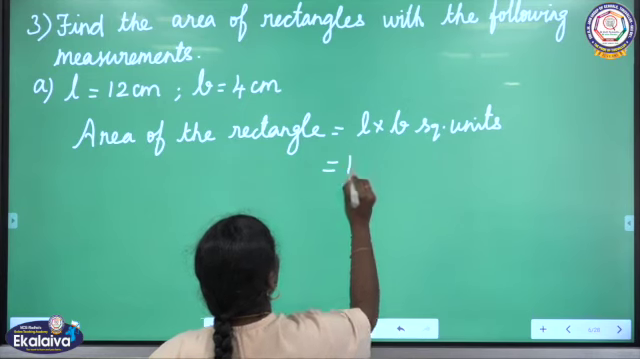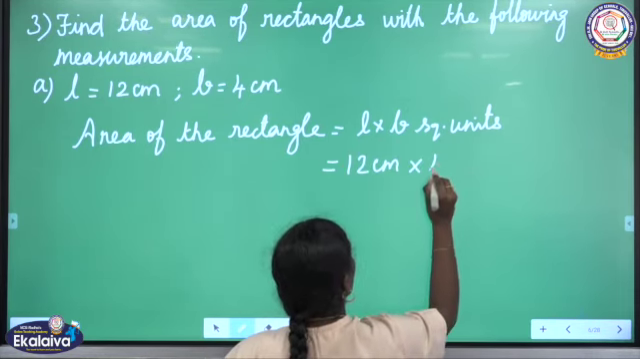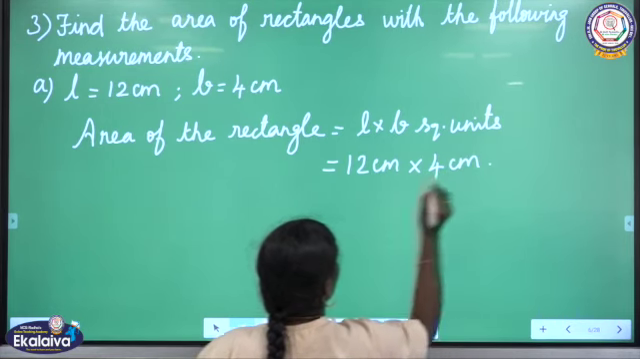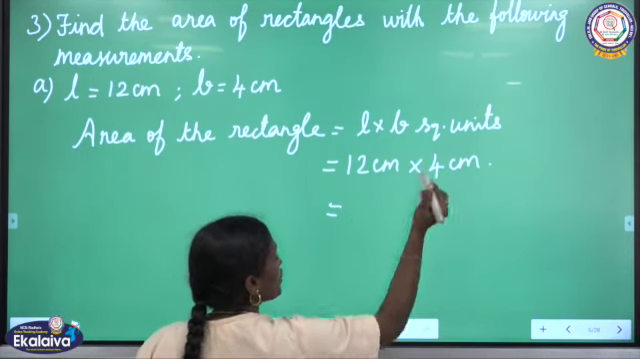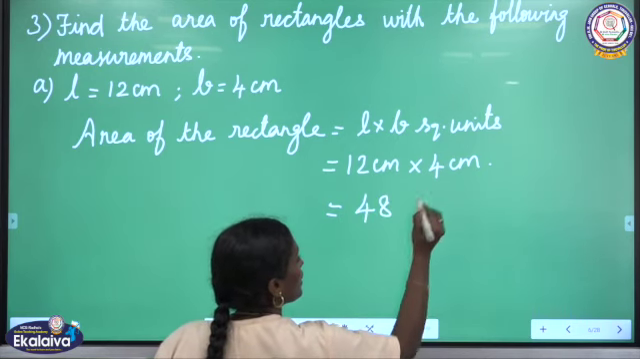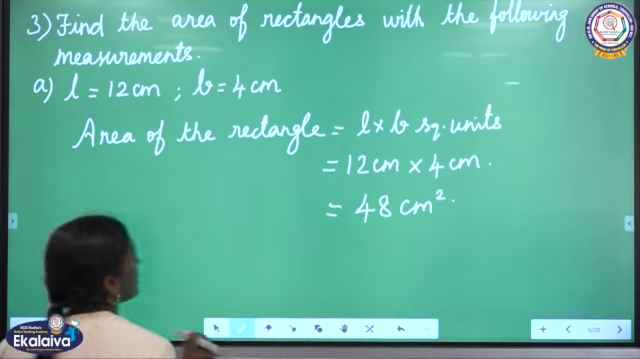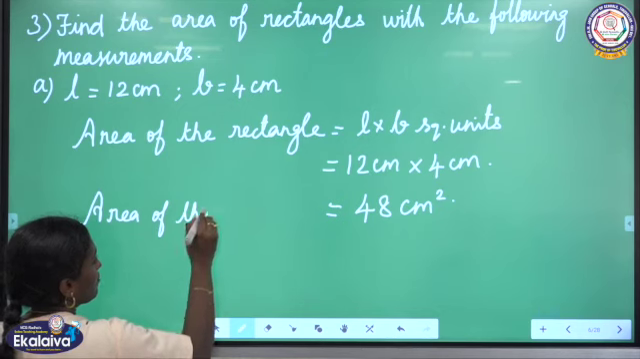So, length is equal to 12 centimeter into breadth is equal to 4 centimeter. First we have to multiply the numbers. 12 into 4. 12 fours are 48. Centimeter into centimeter, centimeter square. So, 48 centimeter square. This is the area of the rectangle.